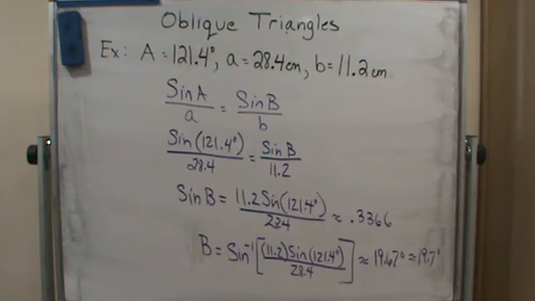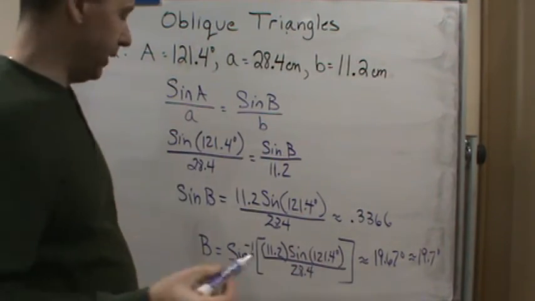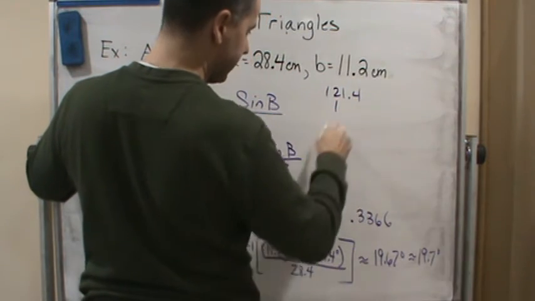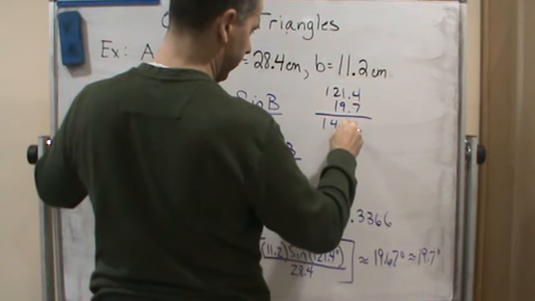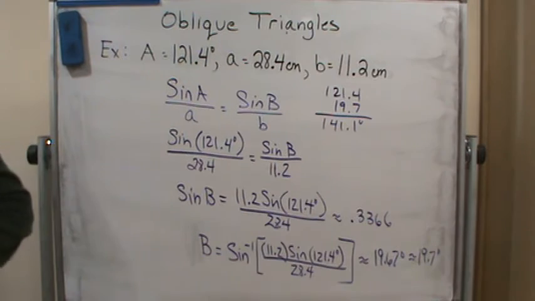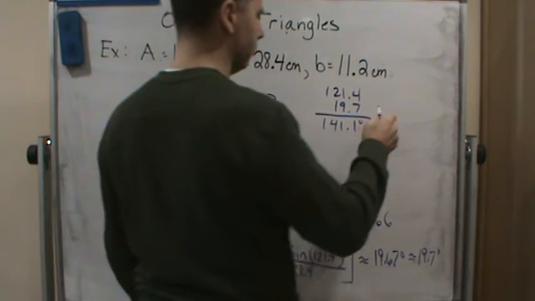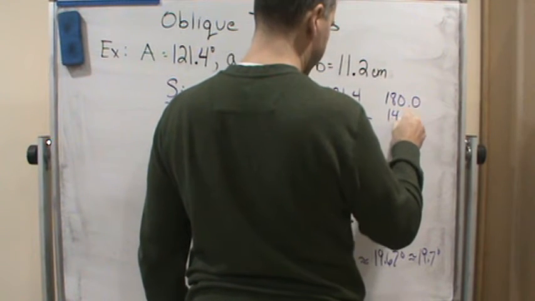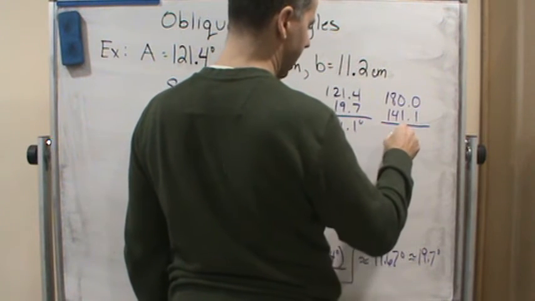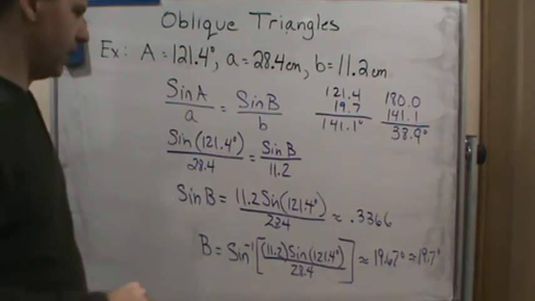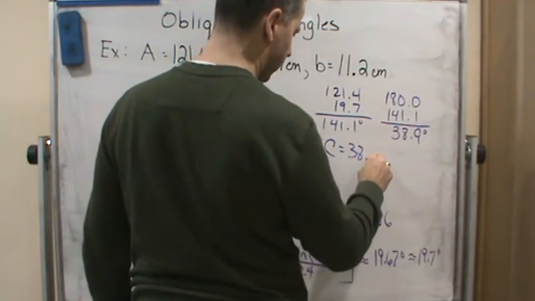Now, at this point, I've got two of my angles. And so I can get the third angle easily, right? Because all of the angles have to add up to 180. So if I take 121.4 plus 19.7, that gives me 141.1 degrees, right? Okay, and then I can subtract this from 180. So 180 minus 141.1 gives me what? 38.9 degrees. So that tells me C is equal to 38.9 degrees.